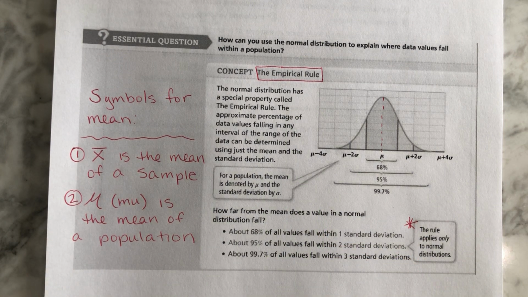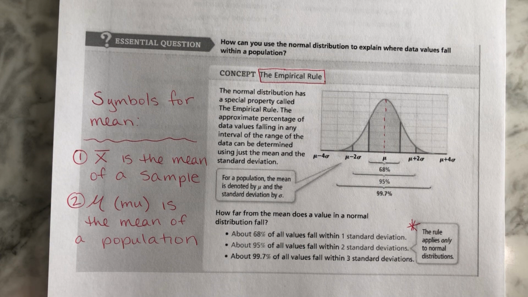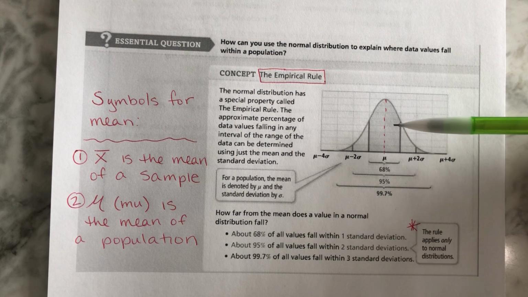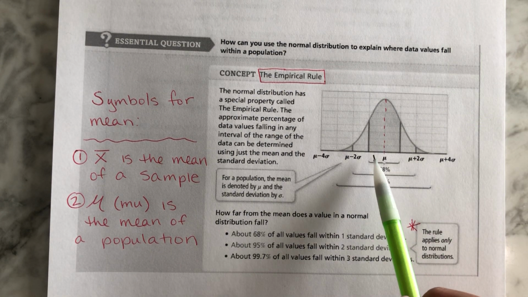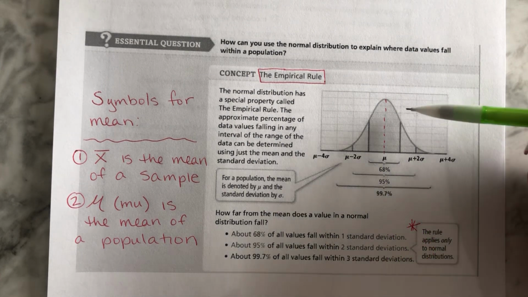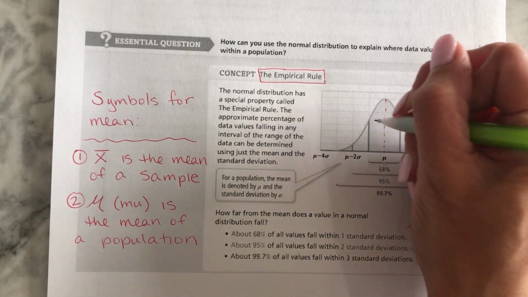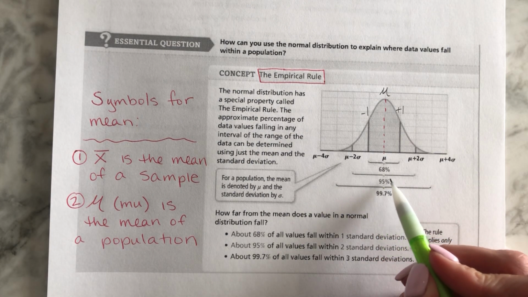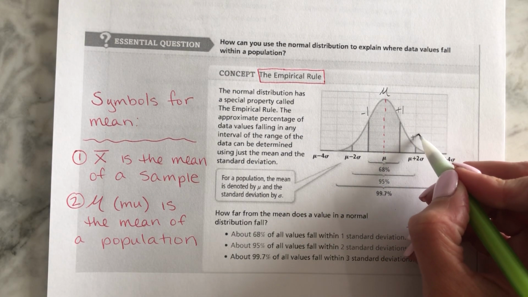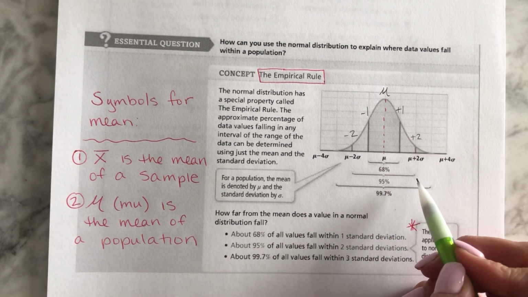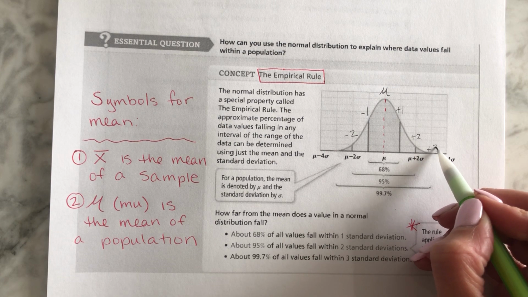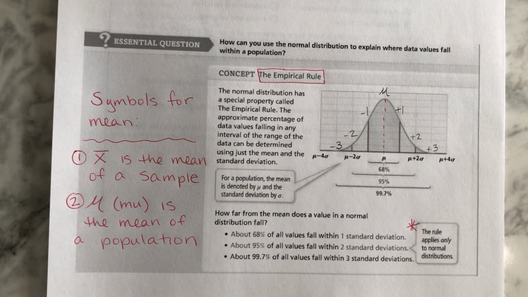And what this empirical rule says is that you have your mean of data, and then that data is going to fall within 68% of that data will fall within one standard deviation of the mean. And then 95% will fall within two standard deviations of the mean. And then 99.7% of the data is going to fall within three standard deviations of the mean.